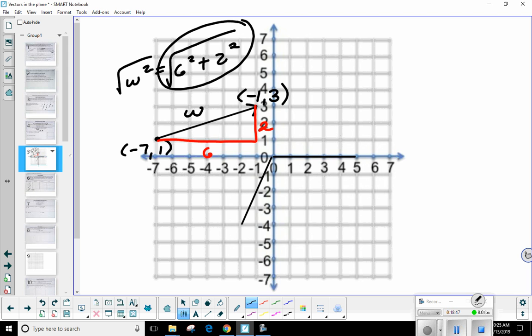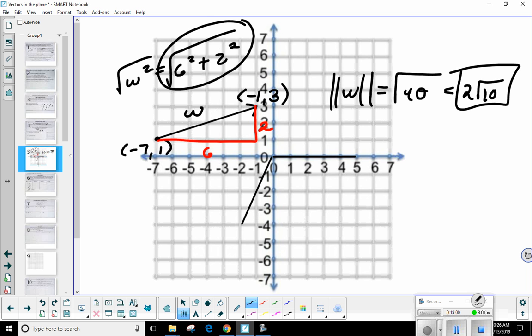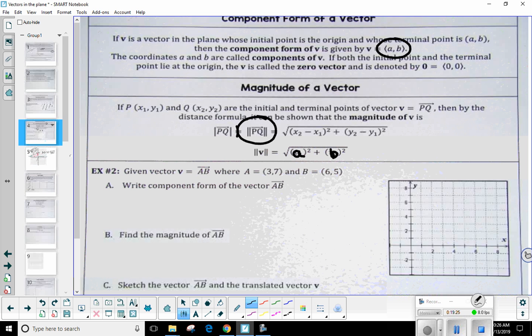So if I were to come back over here, well, the magnitude of W, let's see, what is 6 squared plus 2 squared? A little higher. 40. Okay. And if possible, we want to go ahead and simplify that. So the square root of 40 would become 2 square root of 10. So that would be the magnitude. In this case, we're talking about length. But remember, magnitude could really be anything. Okay. For us, most commonly, if it's not length, it'll be speed or it'll be force. Okay. All right. Well, with that in mind, let's look at an example.